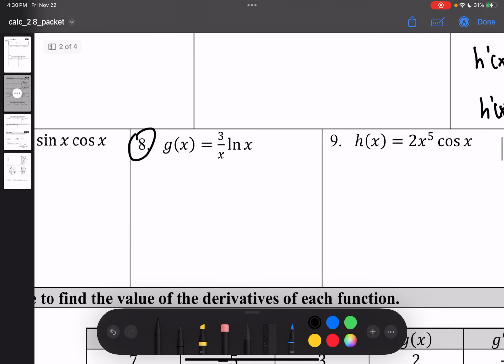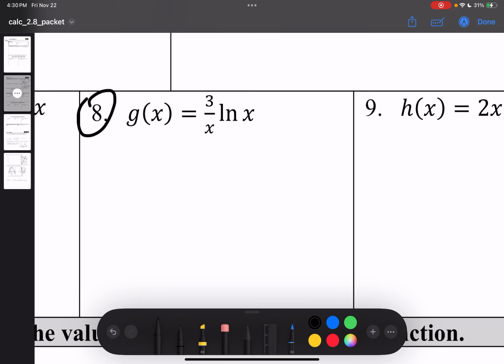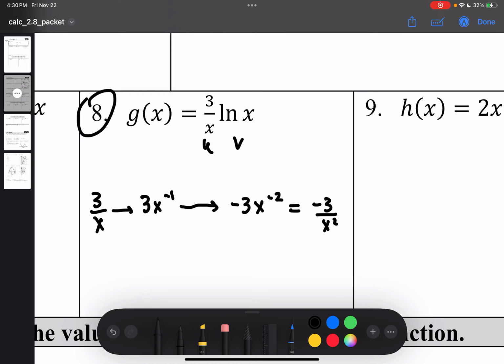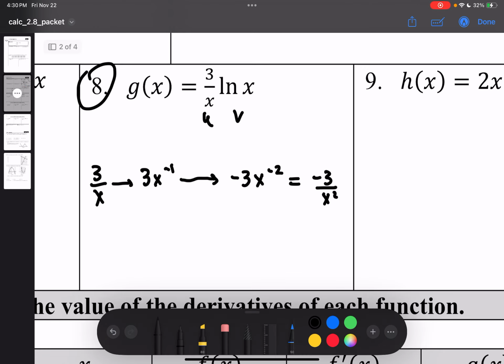Moving on to number 8, we got 3 over x multiplied by ln x. Now, this is going to be my u and this is going to be my v. Now, 3 over x can be seen as 3 multiplied by x to the power of minus 1. And the derivative of such function, the minus 1 is going to go down. So minus 1 times 3 is going to be minus 3x to the power of minus 2, which is essentially minus 3 over x to the power of 2. So now, applying my product rule, u prime is going to be minus 3 over x to the power of 2. So this is my g prime of x.